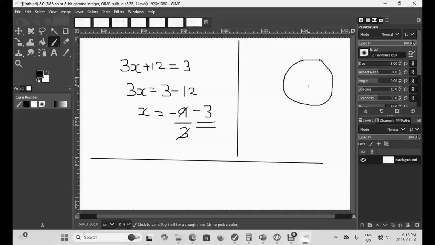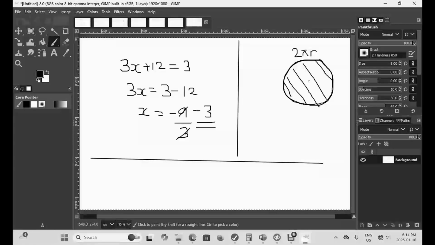This is what a circle looks like. We're not trying to find the area of the circle; the area is pi r squared. However, the circumference, which is the outside of the circle, will be 2 pi r. So 2 pi radius.